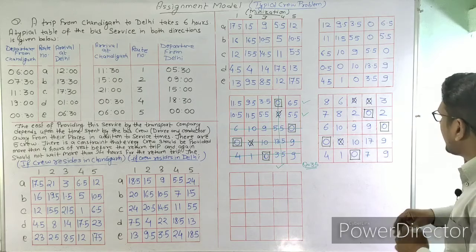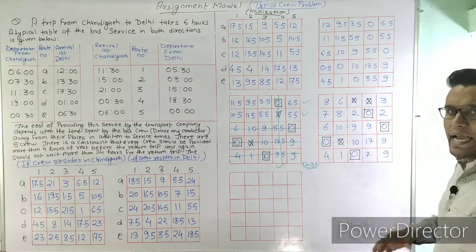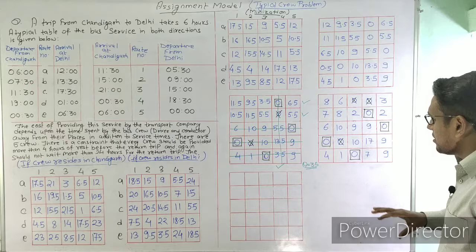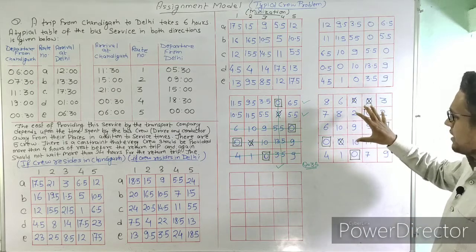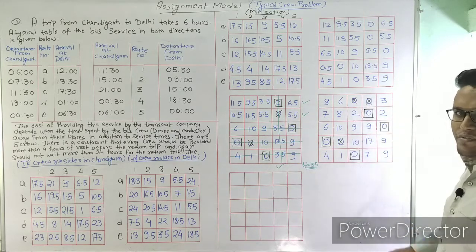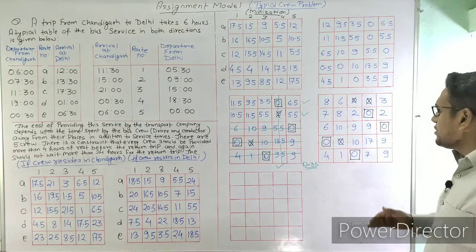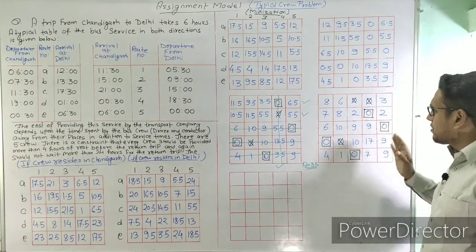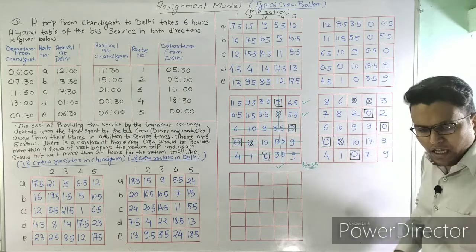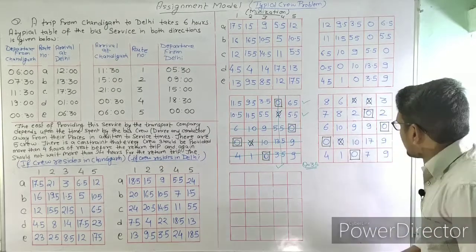Now we can see that we have 4 assignments, and we know that to have an optimal solution we need to have 5 assignments, because this is a 5 cross 5 matrix. So again we need to draw the minimum number of lines which will cross out all the zeros here. So let us start the procedure.